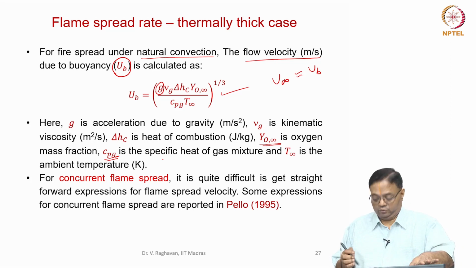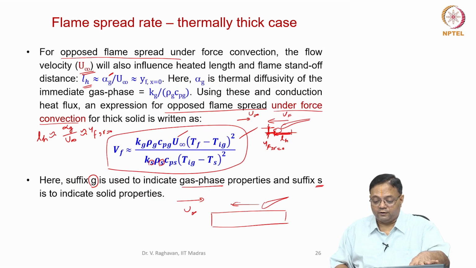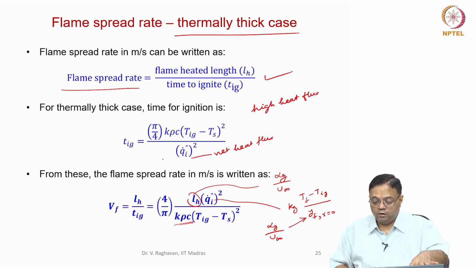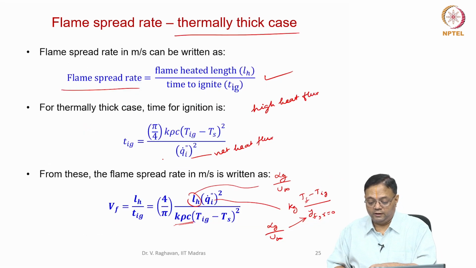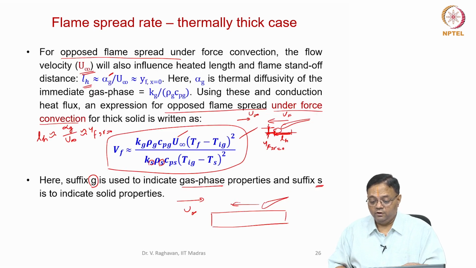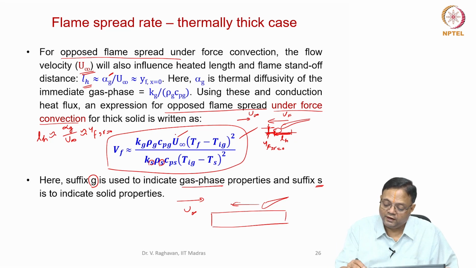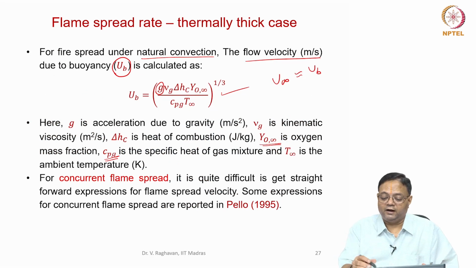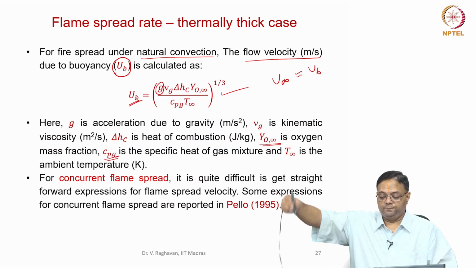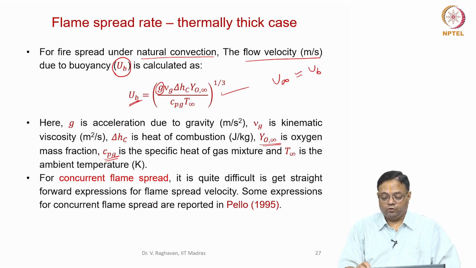So, that means if you go back for this expression, thermally thin case, that is the expression which you have derived like this for this velocity. So, this is fine. But for the case of thermally thick case, u infinity is appearing in the expression. For natural convection, we can replace this by this u b.